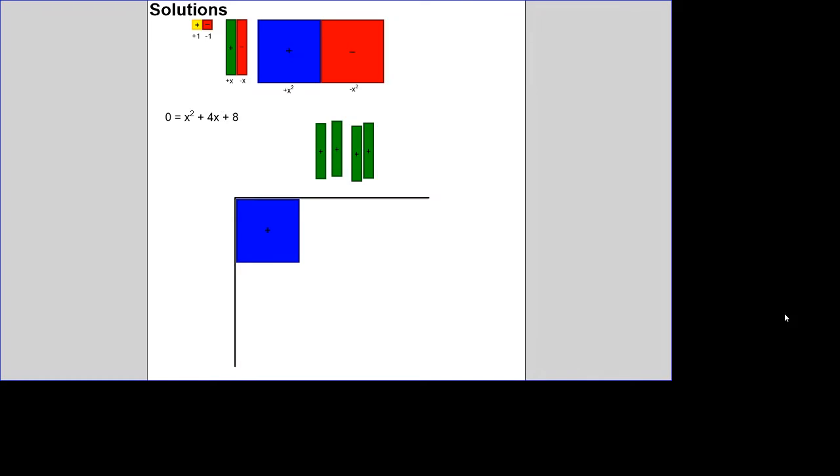Remember that I'm going to distribute that evenly around my x squared because I'm going to try to keep this a perfect square. So if I put 1 on the side, that means I have to put 1 on the bottom. Put another 1 on the side. Put another 1 on the bottom. Then I have 8 positive 1s.